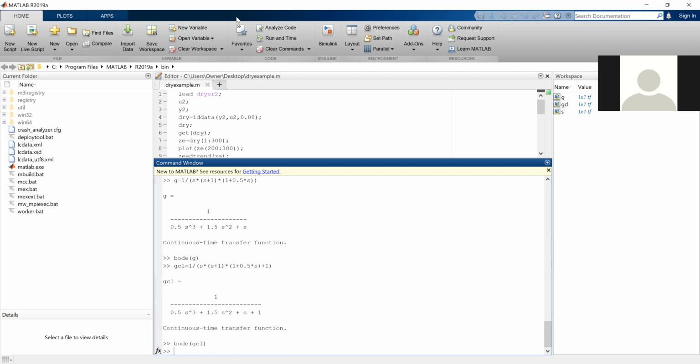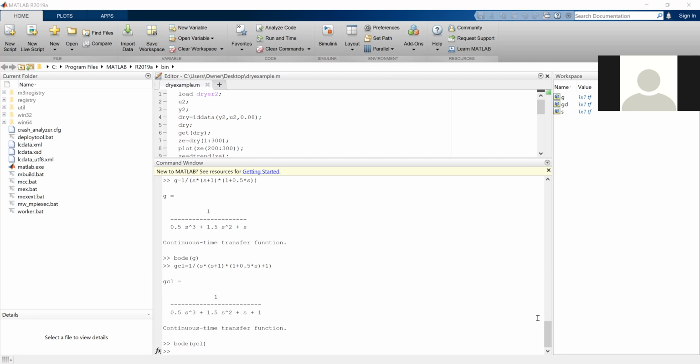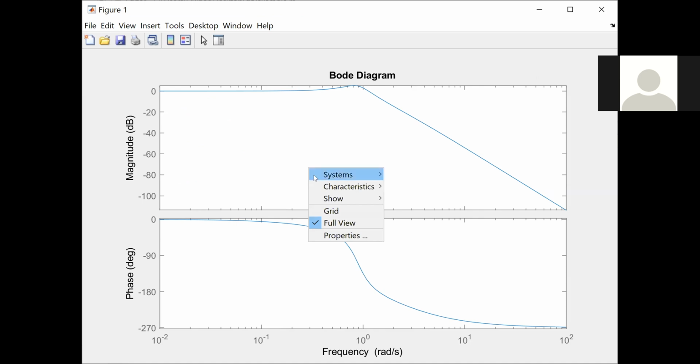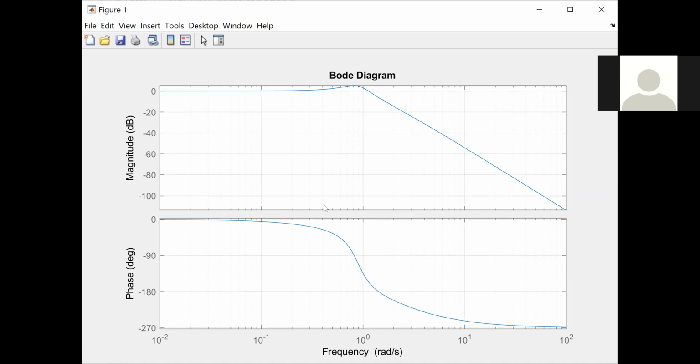Okay, I share the screen, the plot. You can see the plot is different from the open loop. New plot. Can you see? Now I can see. Okay.